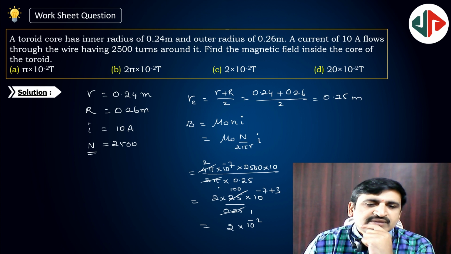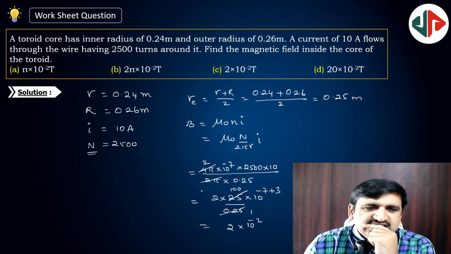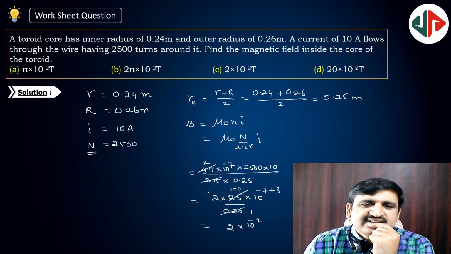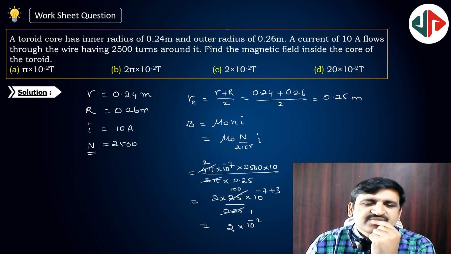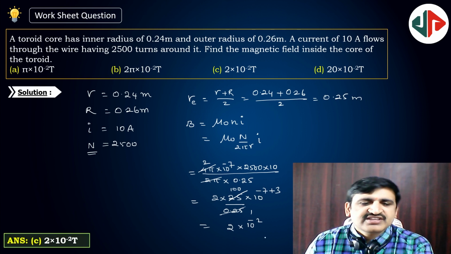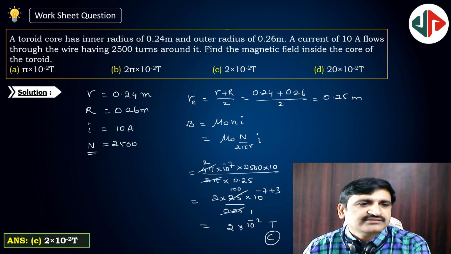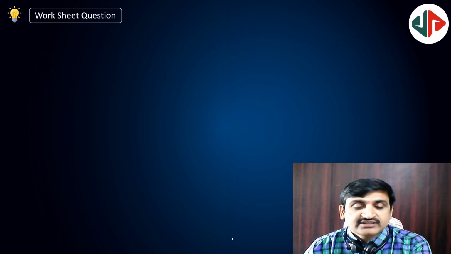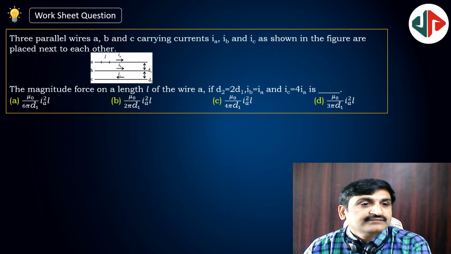Oh, where is pi? Mu naught, total length is 2 pi r only, right? There is no pi. Pi cancels, 2 into 10 power minus 2 tesla, so the option is C, correct only. Pi cancelled. I thought that by mistake I cancelled.